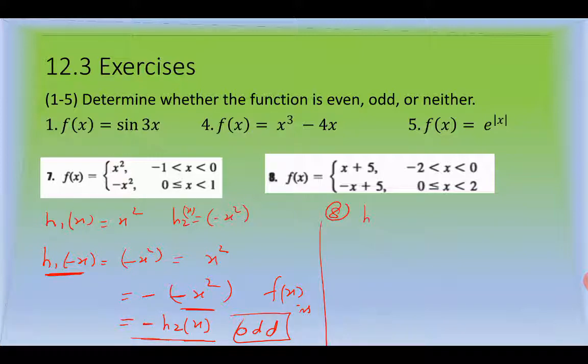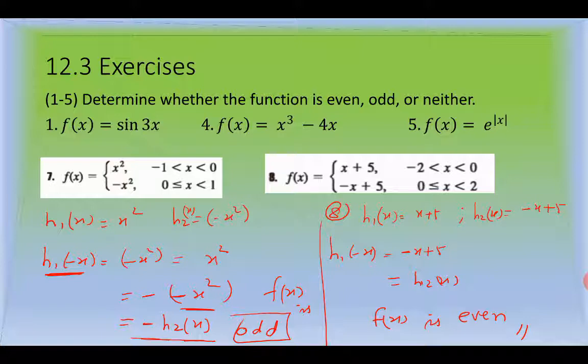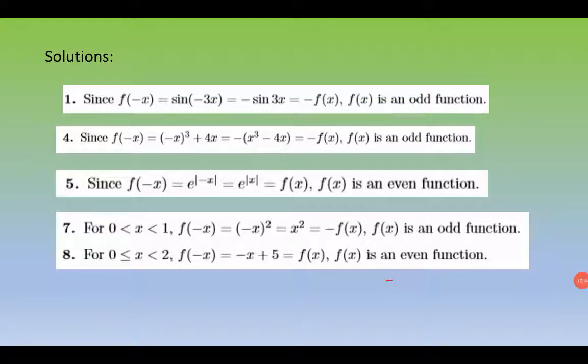What is the first part? h1 of x is x plus 5. h2 of x is minus x plus 5. Now take the first part with negative x. It becomes negative x plus 5. Negative x plus 5 is nothing but your second function, h2 of x. This says that the given f of x is an even function. And the answers are given here.